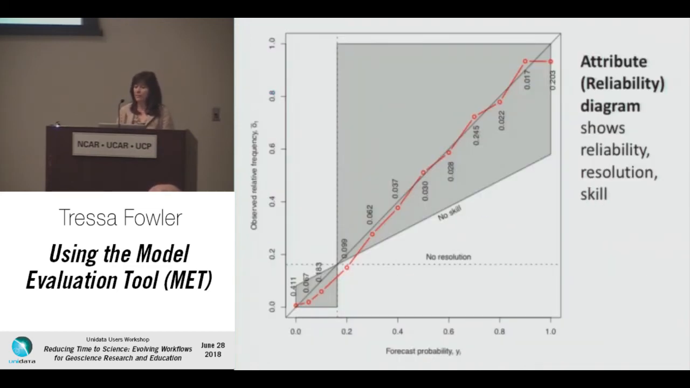This is an attributes or reliability diagram, which you can use MET to produce the information for and MET Viewer to produce the plot. It shows the conditional bias in a probability forecast. So along the bottom here, we have your forecast probability. Let's say, for example, 50% forecast probability, and then we go up here and we say, well, when we forecast a 50% probability of some event, maybe precipitation, how often did we observe that? We would really like for that to be also about half the cases.